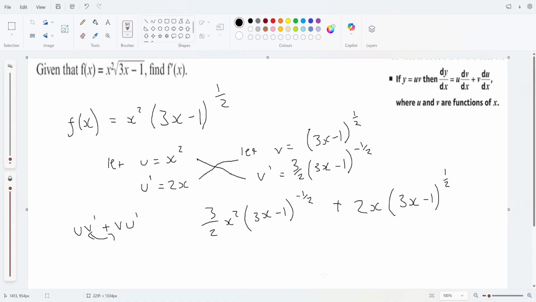So it's very nice and straightforward, but keep in mind sometimes questions will ask you to simplify it more, but for this, this form is fine.